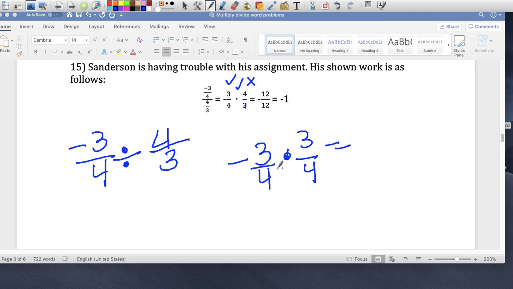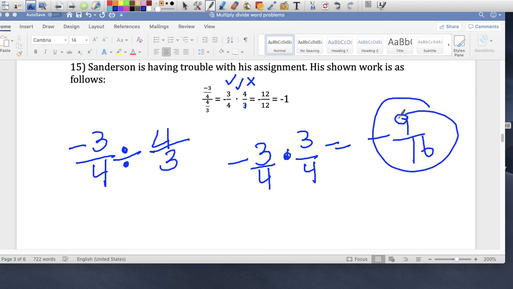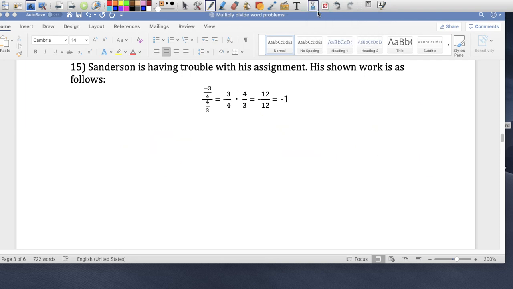So the actual answer, well, negative times a positive is a negative. 3 times 3 is 9, and 4 times 4 is 16. So first of all, this is the answer. It's negative, and the mistake that he made was that he didn't change the 4/3 into 3/4. Okay, he forgot to change the second fraction.